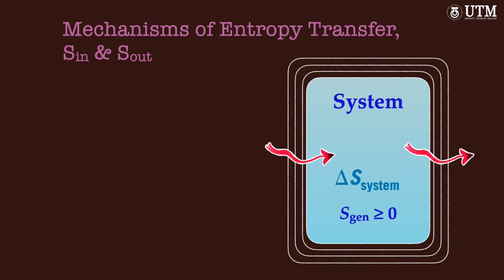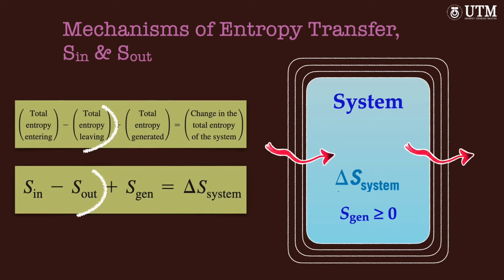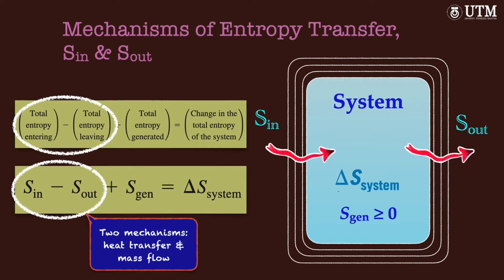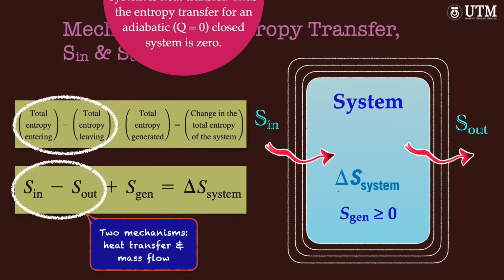Entropy can be transferred to or from a system by two mechanisms: heat transfer and mass flow. Entropy transfer is recognized at the system boundary as it crosses the boundary, and it represents the entropy gained or lost by a system during a process. The only form of entropy interaction associated with a fixed mass or closed system is heat transfer, and thus the entropy transfer for an adiabatic closed system is zero.